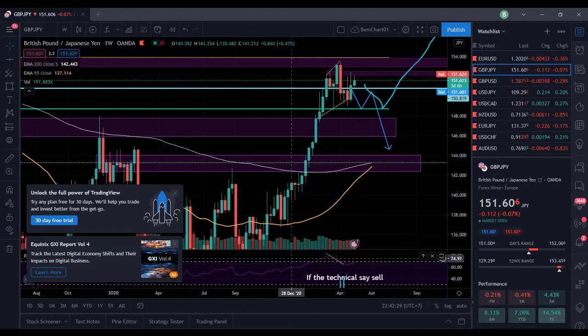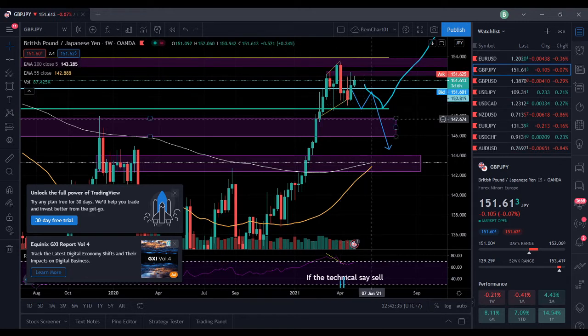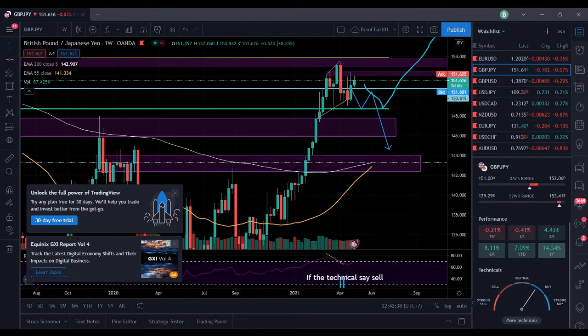If you look at my technicals, if the technicals say sell, then it will go down, but the technicals are still buy. So if you see the performance, last week was down 0.21%. In the 1 month it is 0.41%. So this is a week, 1 2 3 4. So that's 1 month. And then the next month is this.